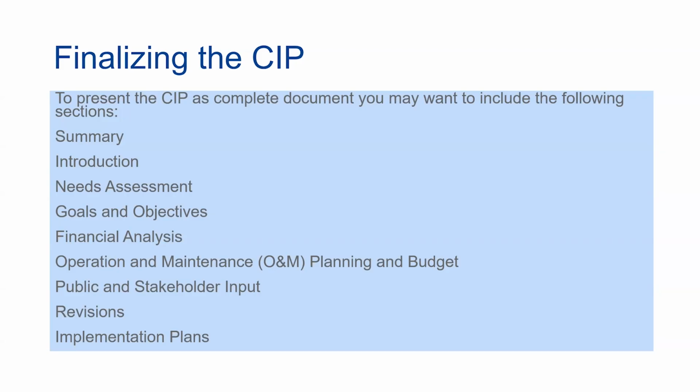To complete our CIP document and get ready to make it available to stakeholders, community members, and regulatory bodies, we want to build out our document with some additional sections, such as a summary, an introduction, a needs assessment, goals and objectives of the CIP, a financial analysis, an O&M plan and budget, plans for public and stakeholder input, and instructions for revisions to the CIP. We would also want to include a plan to start implementing the CIP, and then that would complete our document.